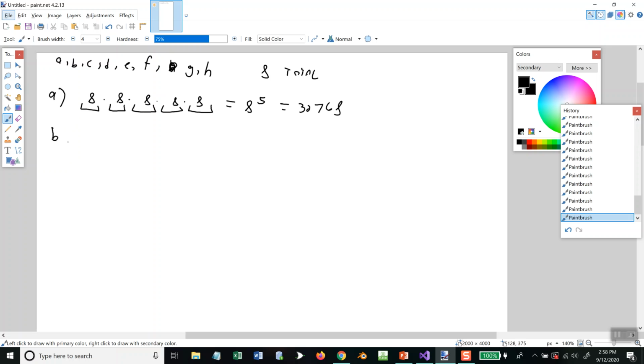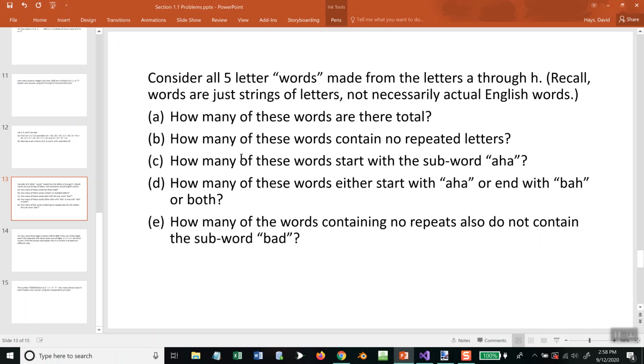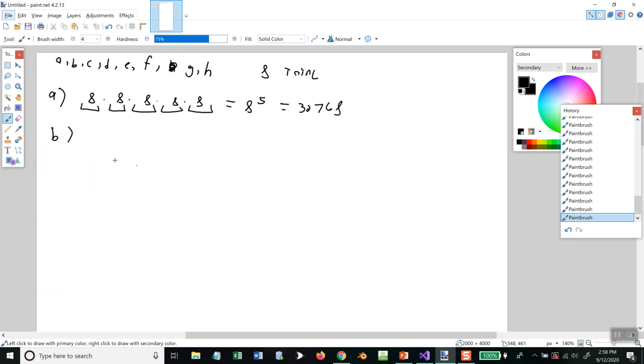Now B. How many of these words contain no repeated letters? Okay, so it's different. Now I still have 8 possibilities here. I always envision this by an actual example. Let's pretend I put H here in the first blank, because we can pick any of those 8. Now for my second blank, since I can't have them repeat, H is now gone, so I only have 7 letters.